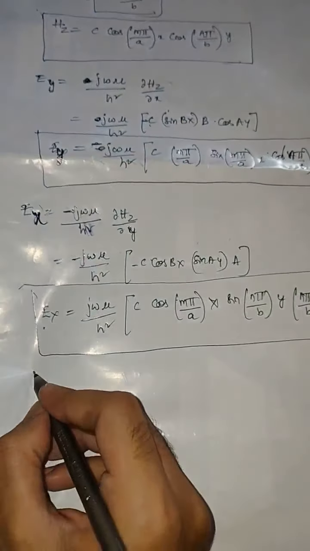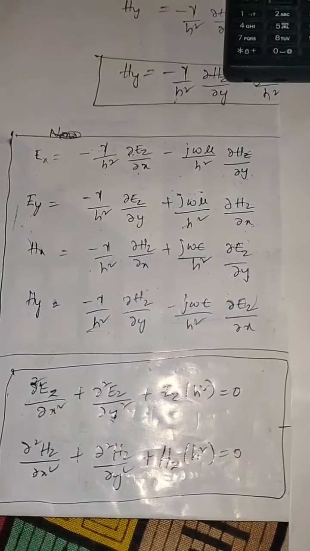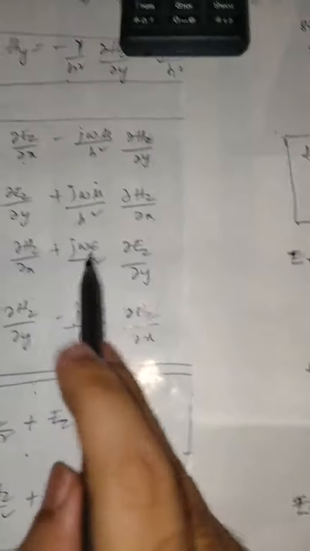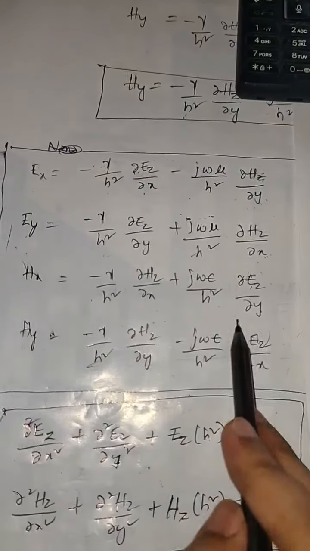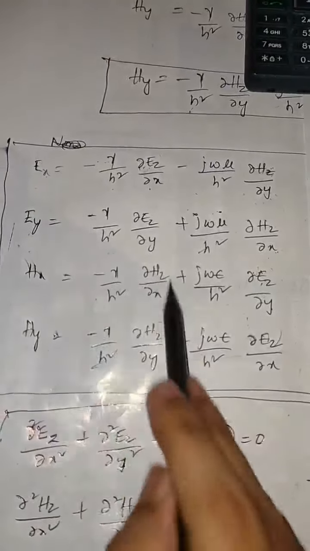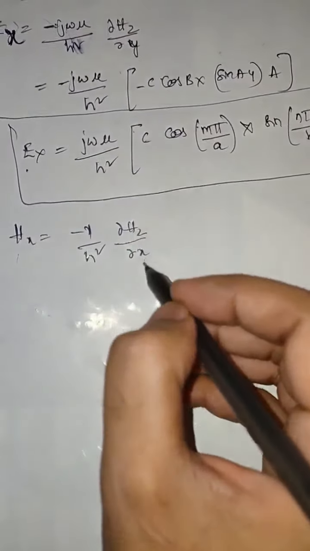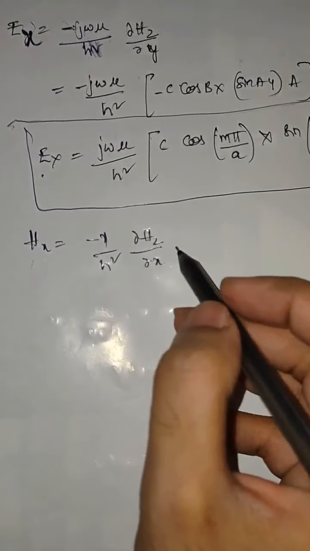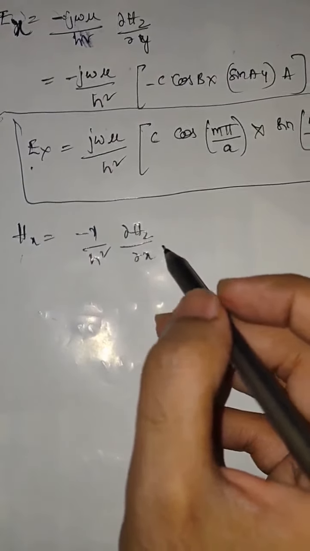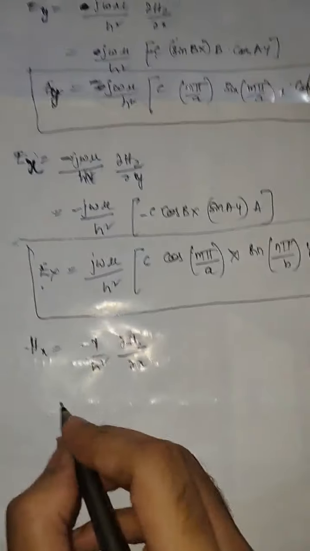Similarly we want Hx. Hx, according to this equation, is minus gamma by h square dou Hz by dou x. So this is the value. Here in this part dou Ez by dou y is 0, so this term is 0. The remaining part is here. So Hx can be obtained as minus gamma by h square dou Hz by dou x. We have already found the value of dou Hz by dou x, and I am directly substituting the values.